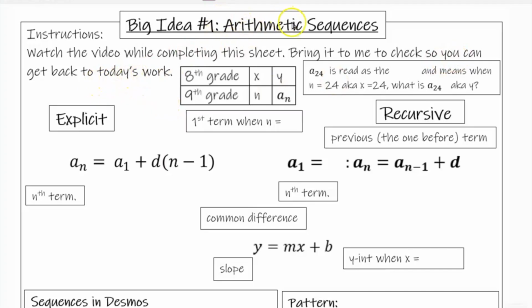So you cannot move forward until you know this big idea. So I suggest that you really listen. If you miss something, just go ahead and rewind. Use the back arrow, press it twice, and then rewind 5 seconds.